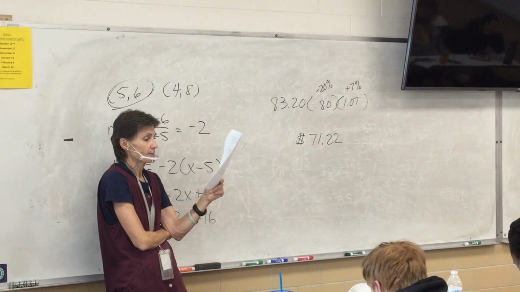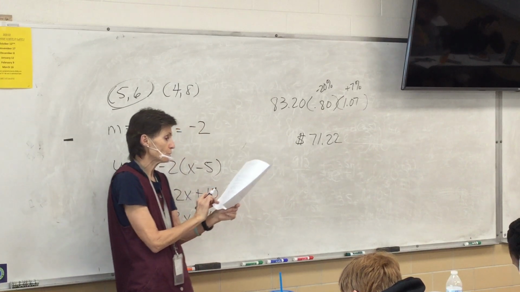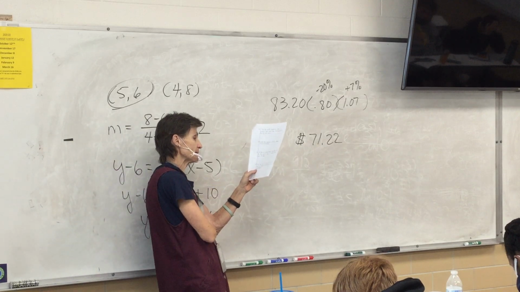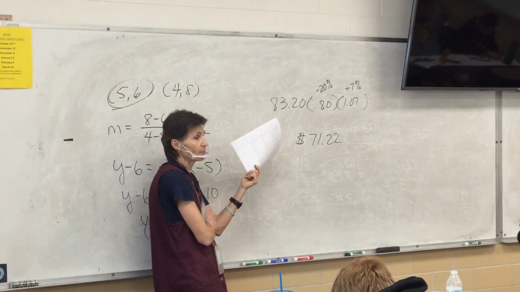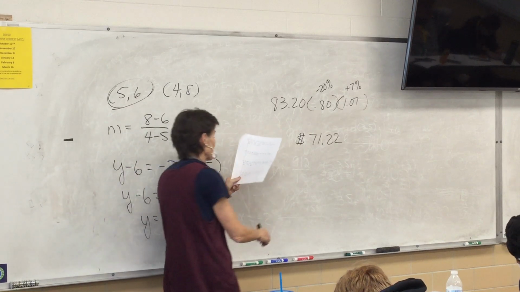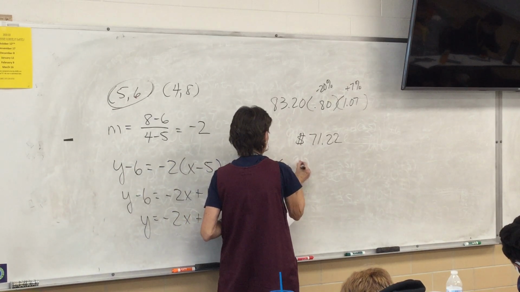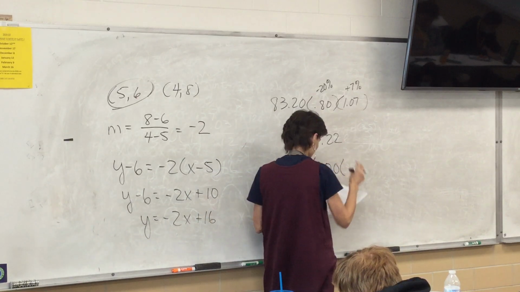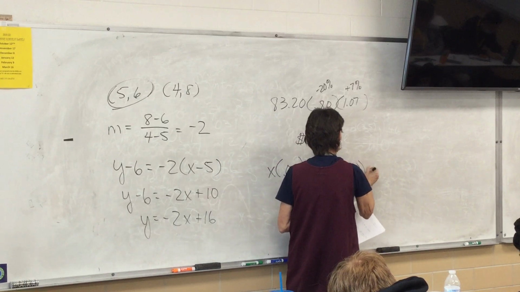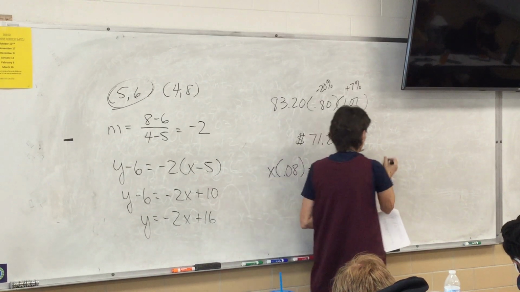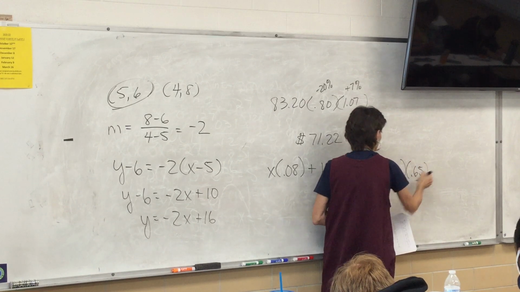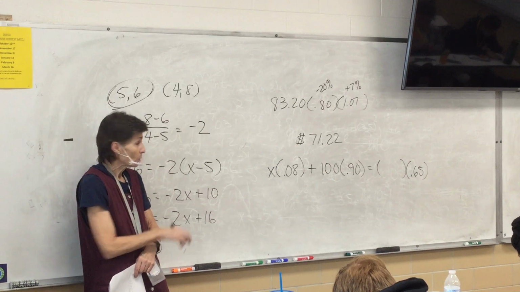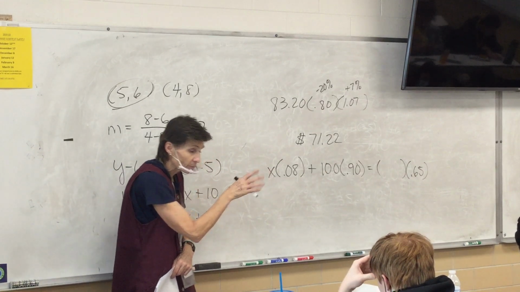How many gallons of an 8% solution should be added to 100 gallons of a 90% solution to get a 65% solution? How many gallons of 0.08 should be added to 100 gallons of 0.90 to get 65% solution? Every time we do one of these, we fill in all the numbers of the problem, and there's one empty parenthesis.